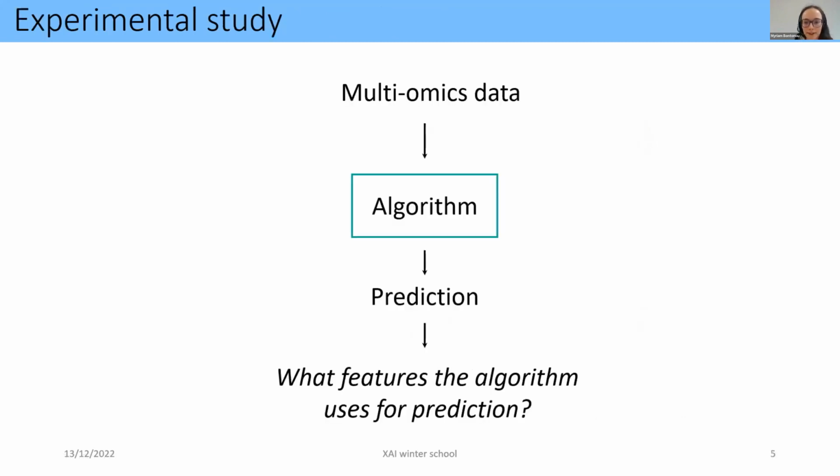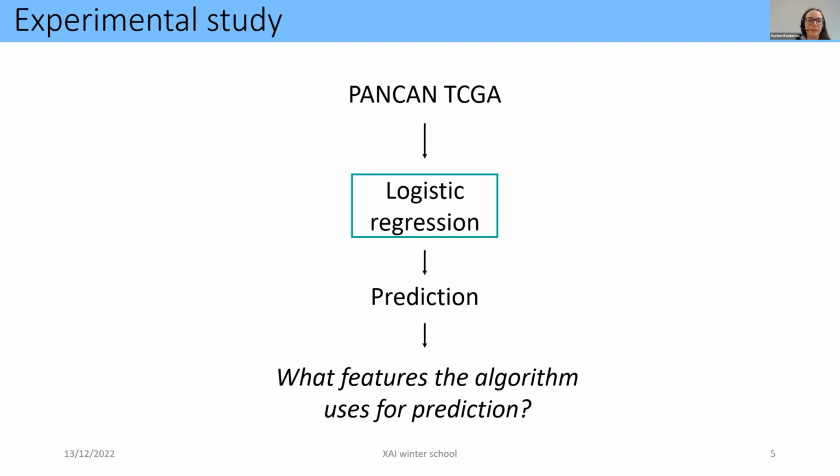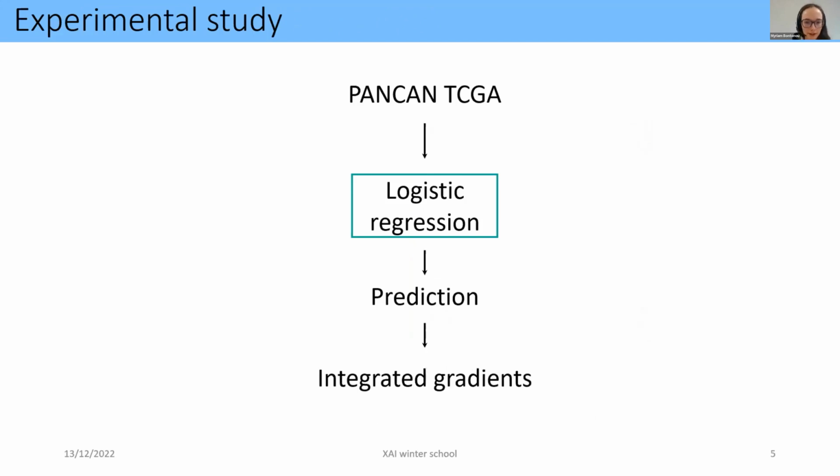So in our case, we tried many experiments on one data set, which is the PanCan TCGA data set. It contains many samples of cancer cells. For the algorithm, we just use a logistic regression because the task is pretty easy and we do not need to train a neural network. And then for the attribution-based method, we used integrated gradients.